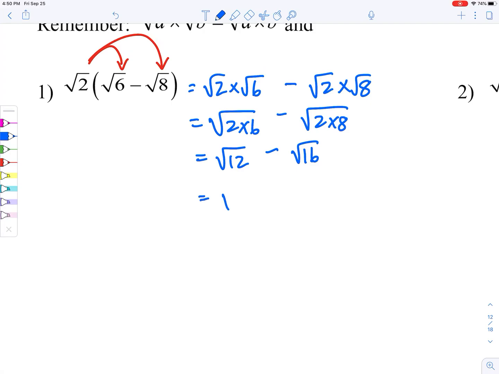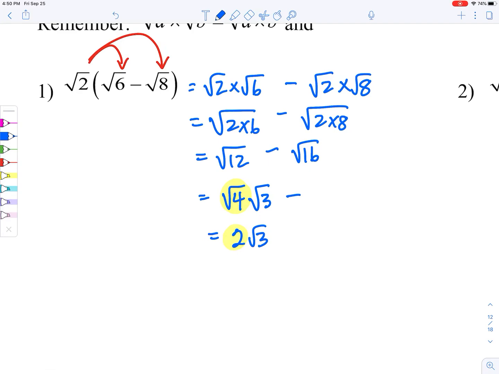So root 12 I could write as root 4 times root 3, because 4 is a perfect square, or 2 root 3. That's the whole reason why I would pick a 4, because it turns into a 2. And then root 16 is nice because it is a perfect square, so the square root of 16 is just 4. So the final answer is just 2 root 3 minus 4. And I know it looks weird, but we would just stop right there.